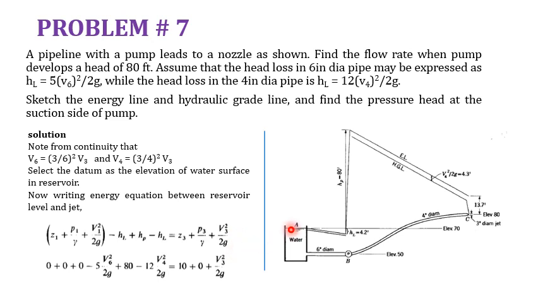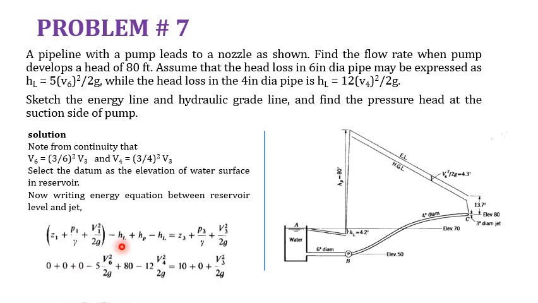Now, as we know, point A is on the water surface, and we are taking it as the reference as well. So elevation with respect to it is 0. Z1 will be 0, and the pressure head, it is atmospheric pressure, so it is 0. And as the particles are static on the water surface, its velocity is also 0. So all the terms in this bracket are 0.